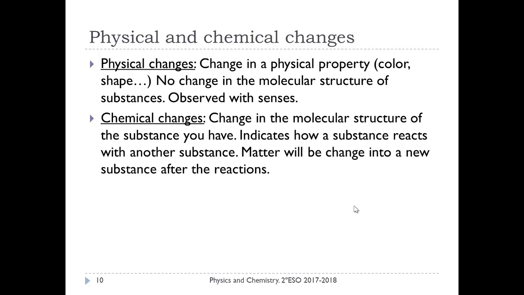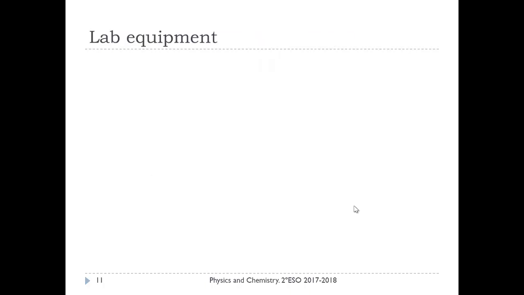It indicates how a substance reacts with another one. So these changes will make matter change into another one, and they are mostly irreversible. It's very, very complex to undo a chemical change, whereas physical changes can be simply reverted with physical means.